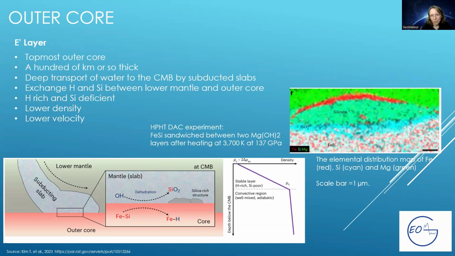Recreating conditions of high pressure and high temperature that are relevant to the outer core topmost layer, so around 3,700 Kelvin and 137 gigapascals, allowed us to estimate what can happen in the E prime layer. So that's why we can think that there is a hydrogen-rich and silicon-deficient layer with lower density and lower velocity.